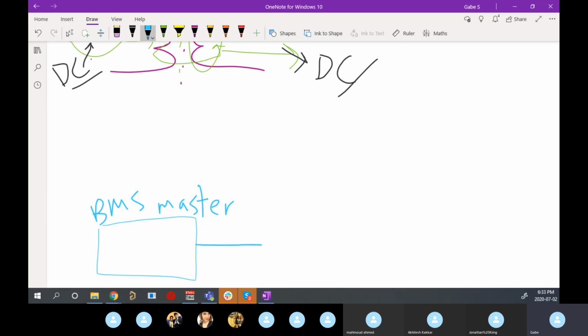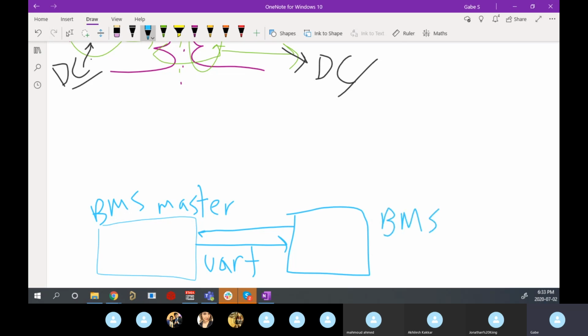All right, so the BMS master talks over UART. Hey, look at that. We know about this now. UART, and it's 2 wires, right? To BMS slave number 1.